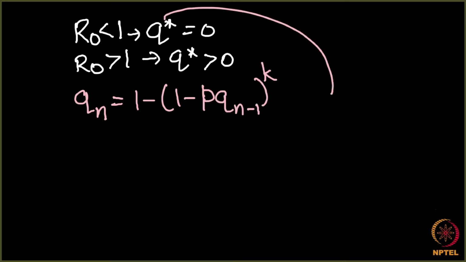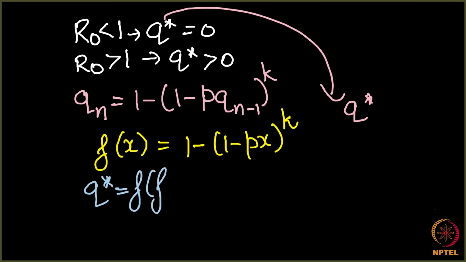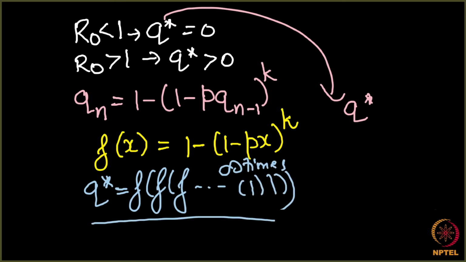But our aim is to find Q star, right? And we have defined a function, and the function was f(x) equals (1 minus px) to the power of k, and we have seen that this Q star is nothing but f applied infinite times to 1. And this is the value which we are after. We need to find out what this value is. Let us see how we find this value.